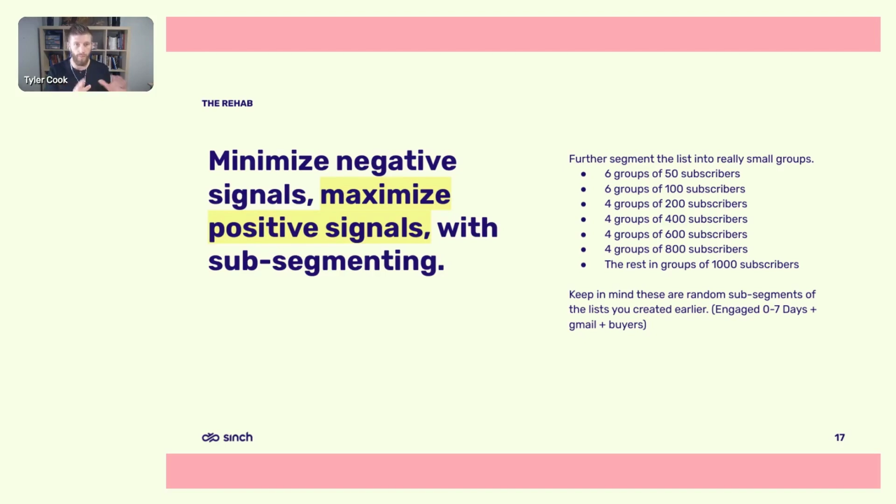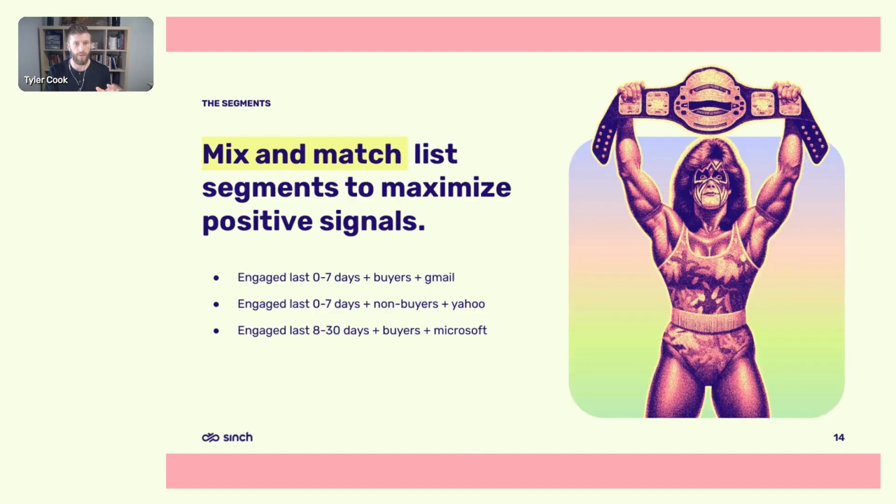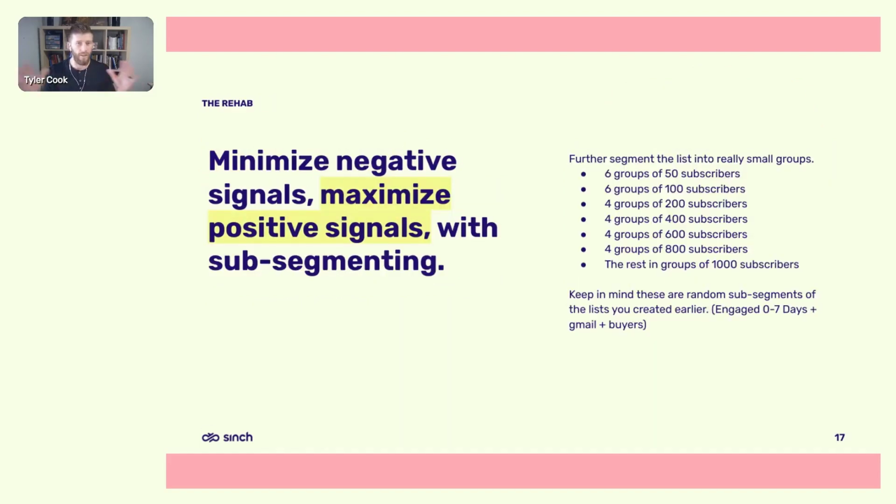We're going to minimize our negative signals and maximize our positive signals with segmenting, or with sub-segmenting. So if you go back to the overall segments here, we'll take this one, for example: engaged last 0 to 7 days plus buyers plus Gmail, because you're getting good inboxing there, let's say. So you create a segment of that group of subscribers in your email list.